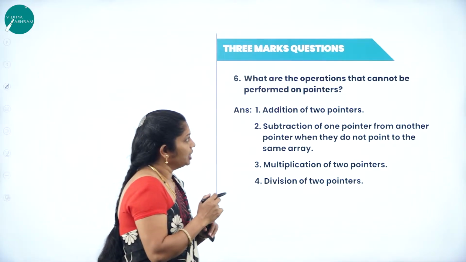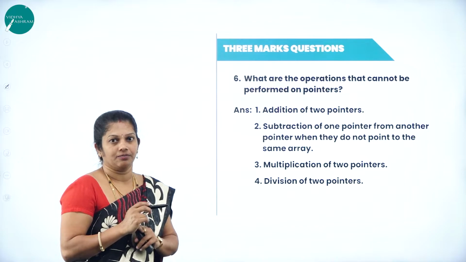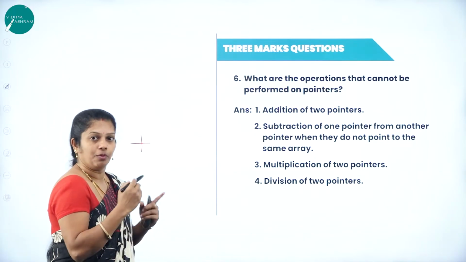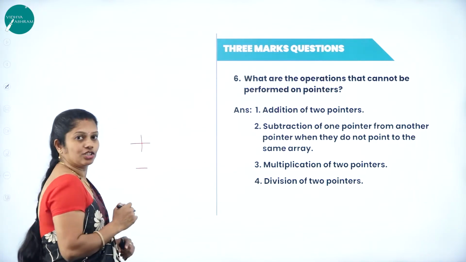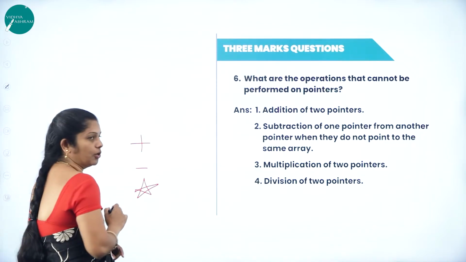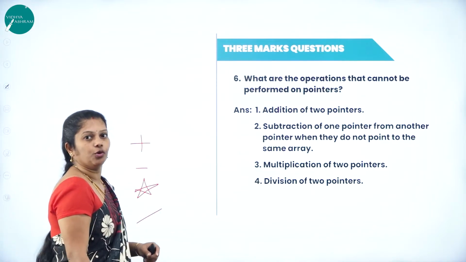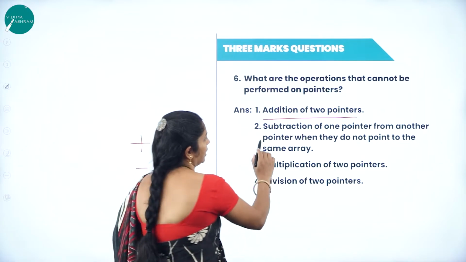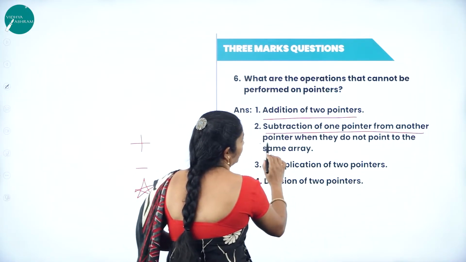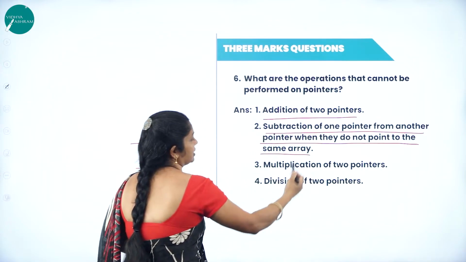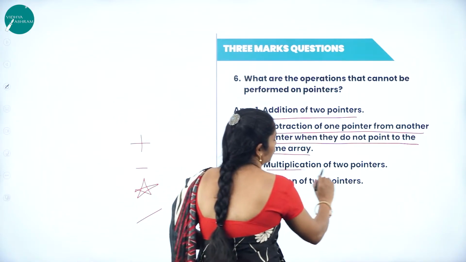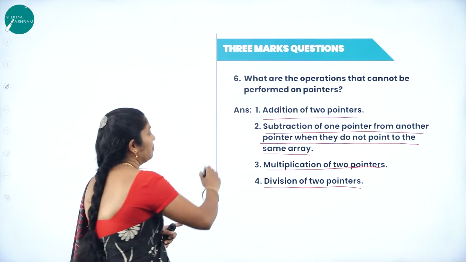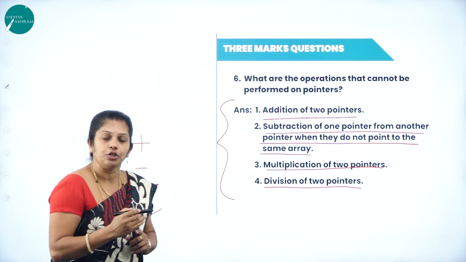Next, what are the operations that cannot be performed on pointers? In that case, only 4 operations are not possible. Addition of 2 pointers is not possible. Subtraction of 2 pointers is not possible. Multiplication of 2 pointers is not possible, as well as division of 2 pointers is not possible. That is, addition of 2 pointers is not possible. Then subtraction of one pointer from another pointer when they do not point to the same array. Then multiplication of 2 pointers is not possible, as well as division of 2 pointers. These are the major operations that we cannot perform on a pointer.